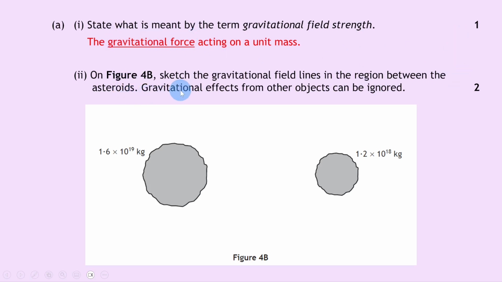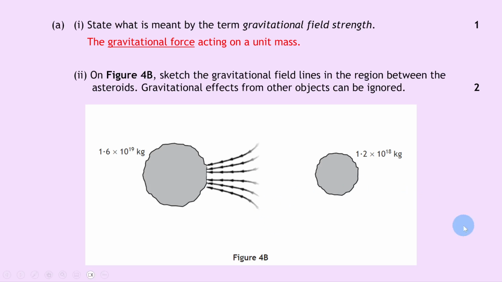Part 2 says on figure 4b, sketch the gravitational field lines in the region between the asteroids. Gravitational effects from other objects can be ignored. Well, because we've got two different masses here, the gravitational field lines are not going to be symmetrical. They're going to be skewed towards one side so that the point where the gravitational forces cancel out is not directly in the middle between the two masses.